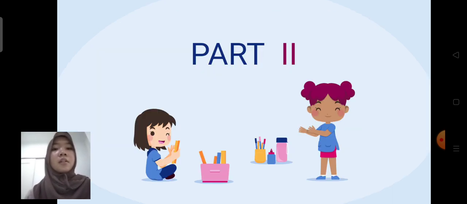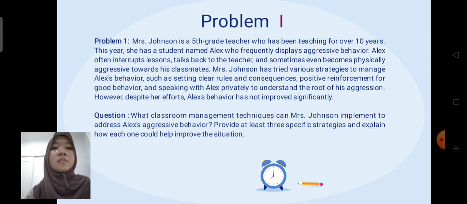Okay, we are moved to the second part. The first problem. Mrs. Johnson is a fifth grade teacher who has been teaching for over 10 years. This year, she has a student named Alex who frequently displays aggressive behavior. Alex often interrupts lessons, talks back to the teacher, and sometimes even becomes physically aggressive towards his classmates.